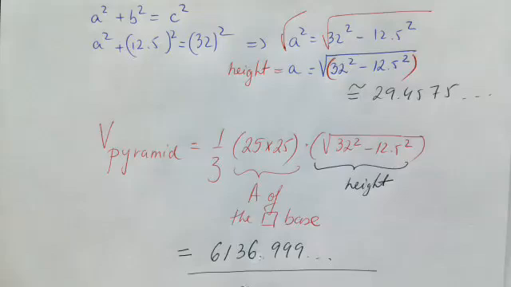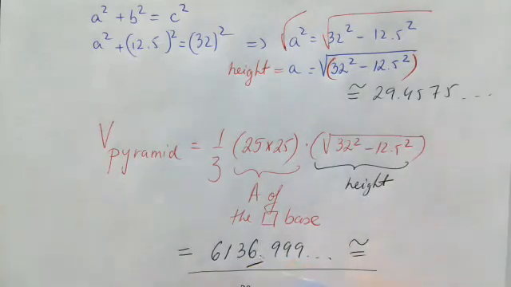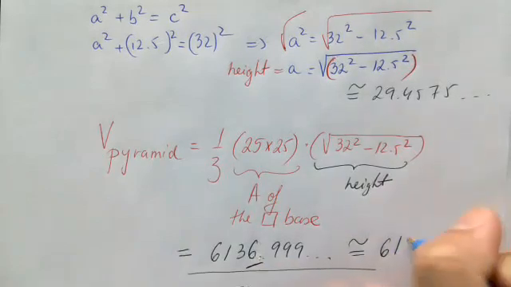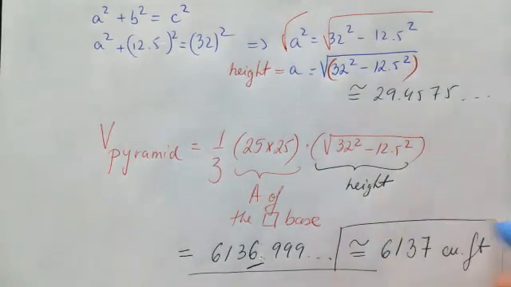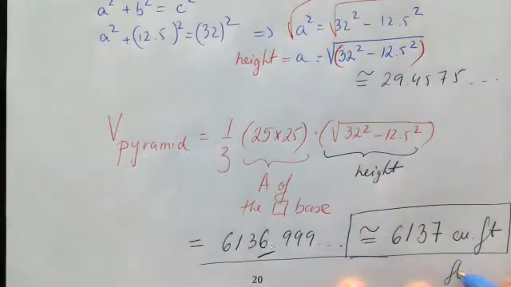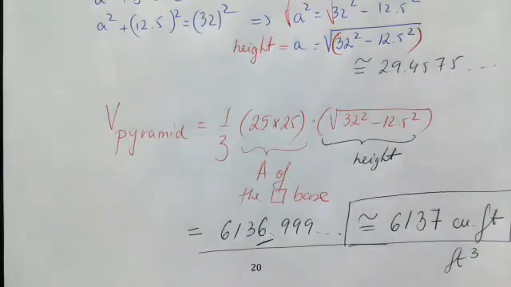So, did you get it? Approximately equal to, let's round to the nearest cubic unit, 6,137 cubic feet. Or you can write it as feet cubed.